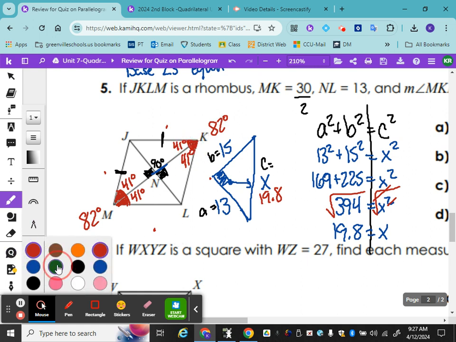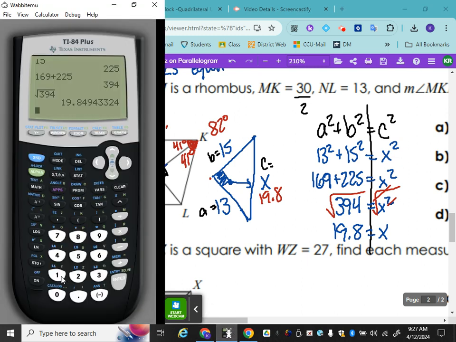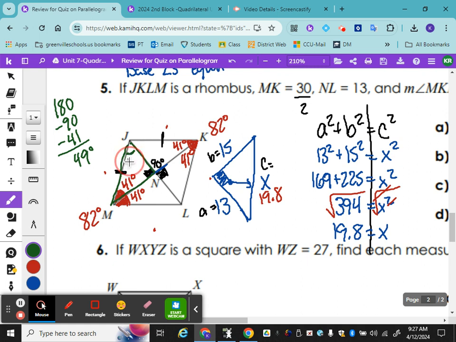All right? And then we can figure out this angle because it forms this triangle. 180 minus 90 is 90. So 90 minus 41 is 49. 180 minus 90 is always 90. Minus 41 is 49. So this side's 49. And this is the same triangle. 41, 90, 41, 90. So this is also 49. This is also 49 because of alternate interior angles.